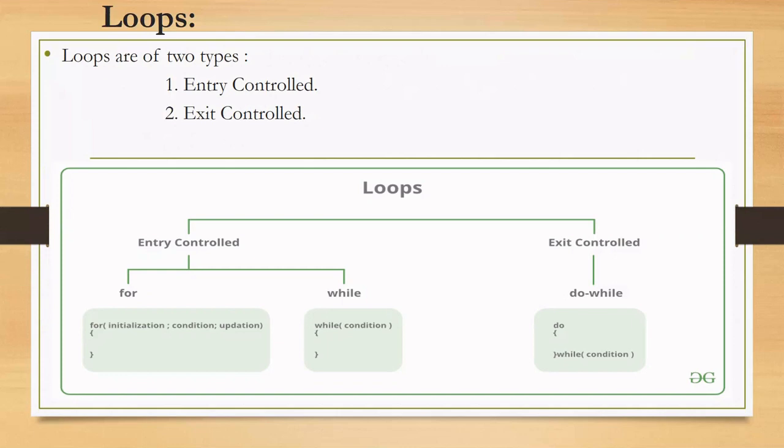Coming to entry controlled, first it will go to the for, and the for syntax is initialization, condition, updation. Then if it is true, it will go inside my for. Again, coming to while, first it checks the condition. If the condition is true, only then does it go inside. So we can say that it is entry controlled. Next is exit controlled, where the condition will be checked after one iteration or one execution. That is what do will do first, and then it will check the condition. We call it do while.